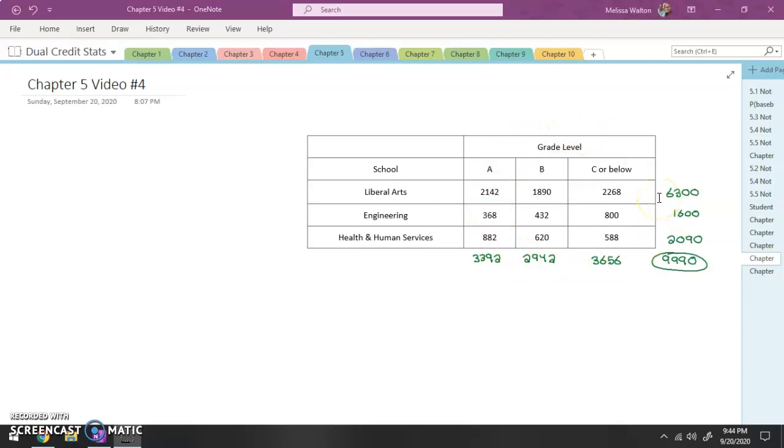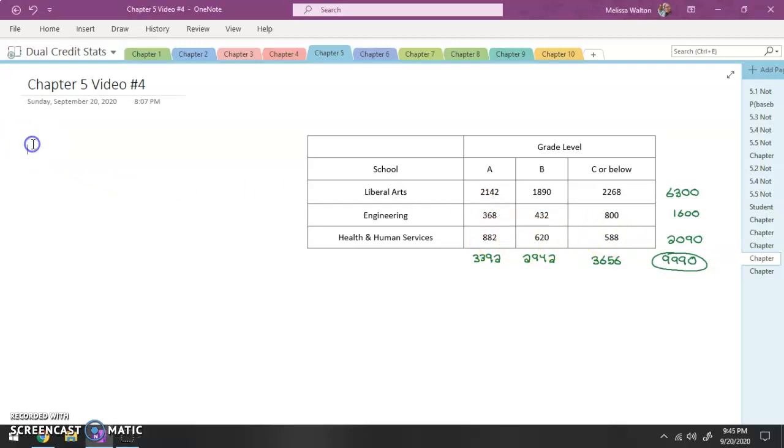And as I'm looking at this, there's a few things that kind of stick out to me. Well, first off, liberal arts courses seem to be the most popular. Engineering courses seem to be the most difficult. We have 800 students that got a C or below, and then it kind of tapers off with the A's. However, with health and human services, it seems to be the opposite. We have the most A's, and then it kind of goes down from there.